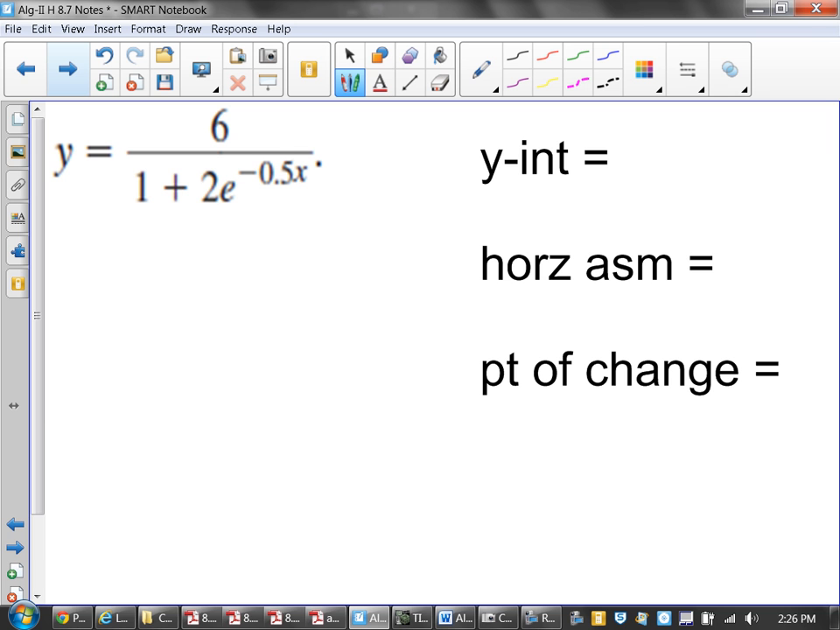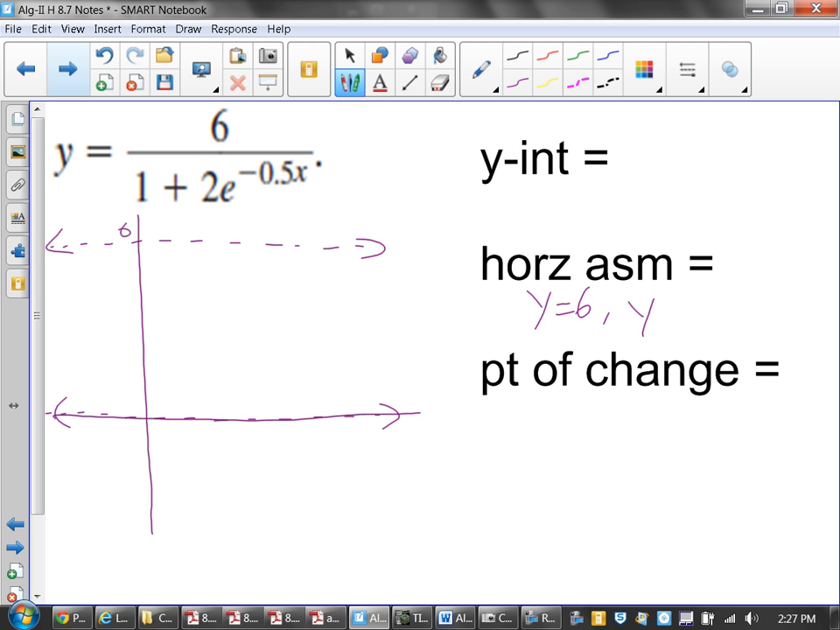Alright. So again, when I go to sketch this, what's your value of C? 6. So where's your horizontal asymptote? There's a horizontal asymptote at 6, and one down here at 0. So my horizontal asymptotes are at y equals 6 and y equals 0. So one of them will always be at 0? Yep, always. Always at 0 and always at C. The curves always kind of go like this.